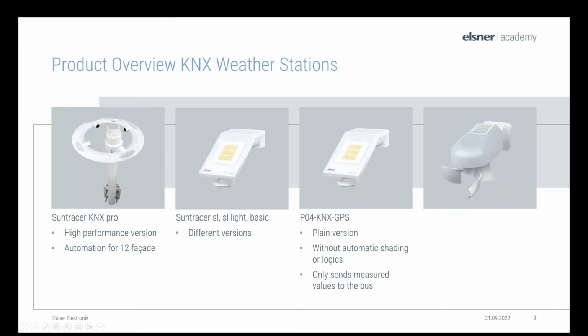Next up is the newest edition of our KNX weather station family. So on the right side, you can see the Wind Dancer KNX GPS. The device has very similar functions to the Suntracer SL Lite. The main difference is that the wind measurement is done in a different way. So you can either do it with a mechanical wind measurement, like we did it with the Wind Dancer, or you can do it with electronical wind measurement, like in the other versions.